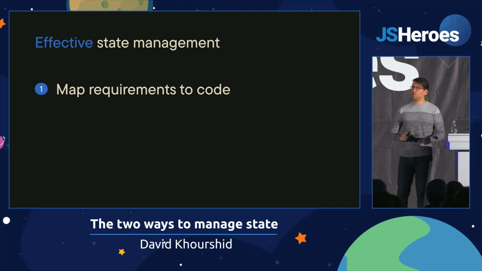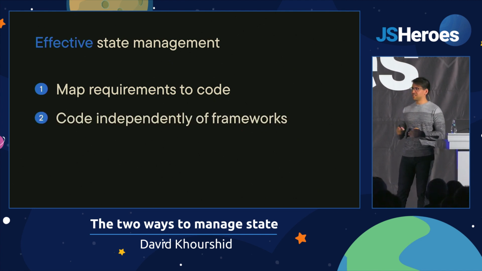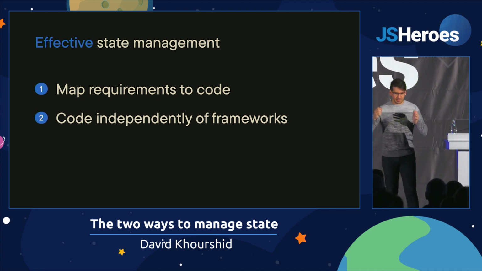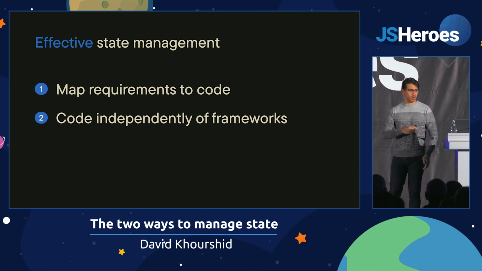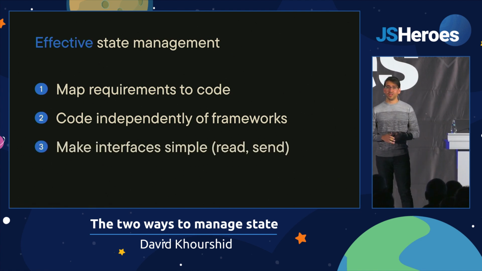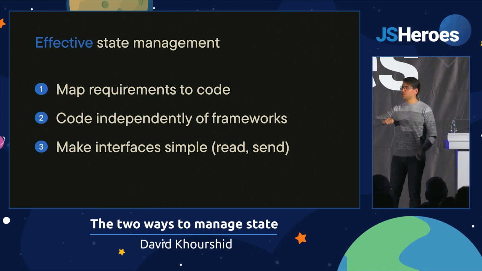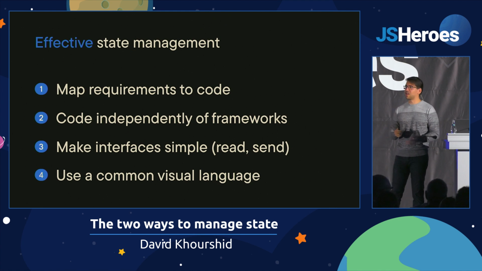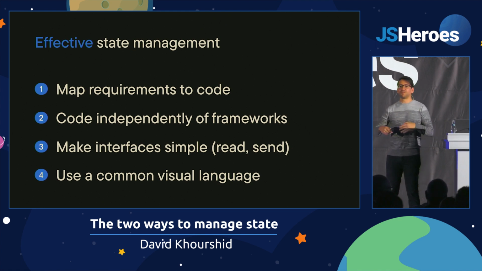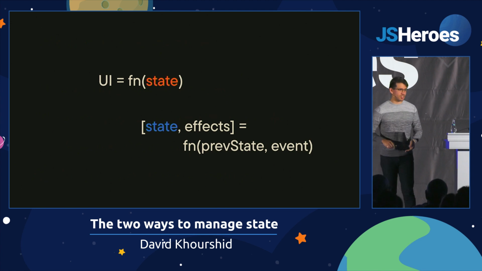So effective state management, I feel, there are 4 things that are important for this. First of all, map your requirements to code. Secondly, and this is maybe a hot topic, but code independently of frameworks. Don't try to do something that's baked into the framework. Code in a way where if you need to swap out your framework or use no framework at all, then it will still work. Make your interfaces simple. Really, no matter how complex your logic gets, you're just reading data and you're sending events, and that's it. And use a common visual language, which doesn't matter if you're handwriting these diagrams or you're generating them automatically. Having these visual diagrams really helps your entire team understand your application logic.